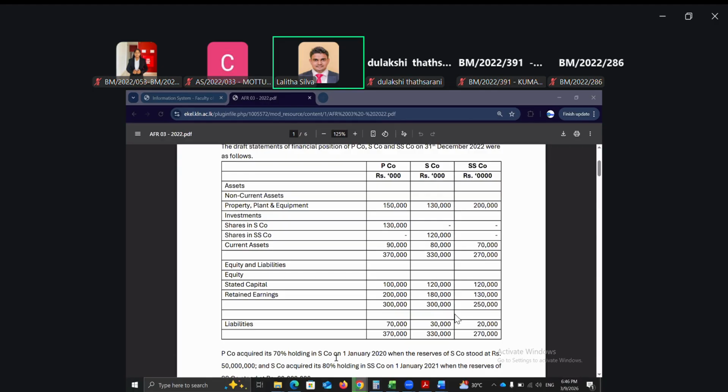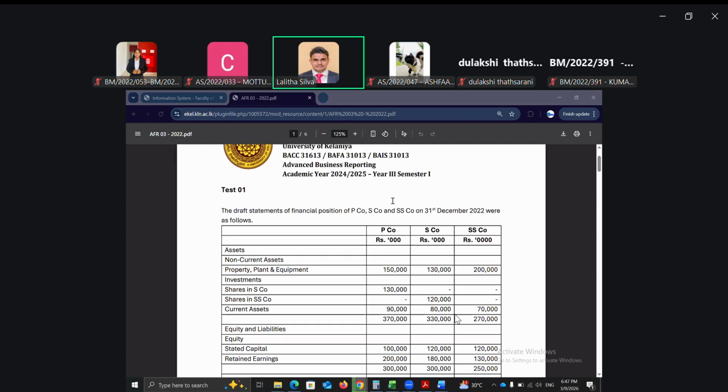This investment is owned by S company. But S company is controlled by whom? S company is controlled by P company. Up to how much? Up to 70%. Is it clear?